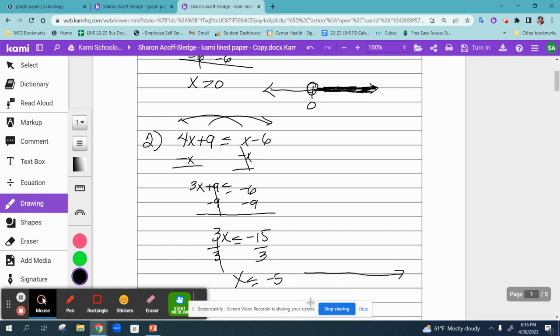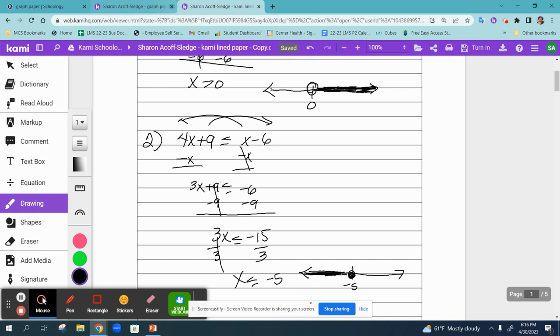So we're going to draw our number line. And I'm going to put my negative 5 here. Closed circle because of this equal sign under there. And then I'm going to shade. Think of your inequality sign as an arrow. So I'm going to shade it this way. Okay.